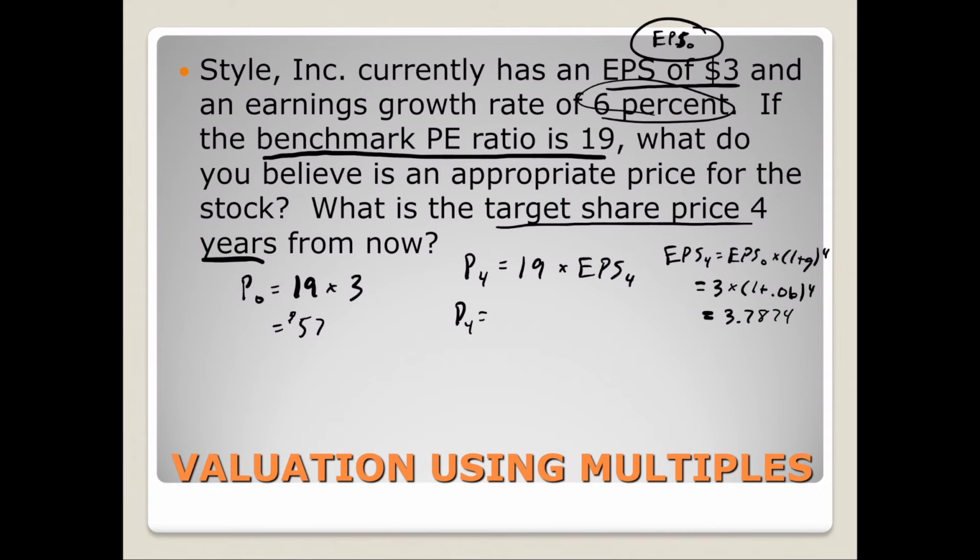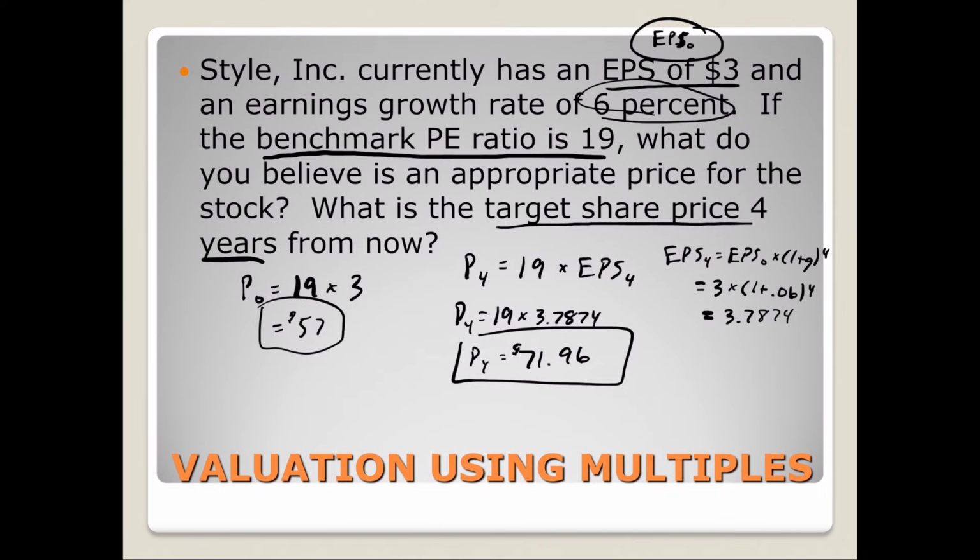So to solve for this projected price at year 4, this target price or forecasted price 4 years from now using multiples, we take our benchmark and multiply it by the projected earnings per share 4 years from now. And what we would get is a per share price of $71.96. So this is valuation using multiples. This is another means of valuing a company's stock, particularly if they do not exhibit one of the 3 growth assumptions that we discussed previously, or if the company does not offer dividends at all.